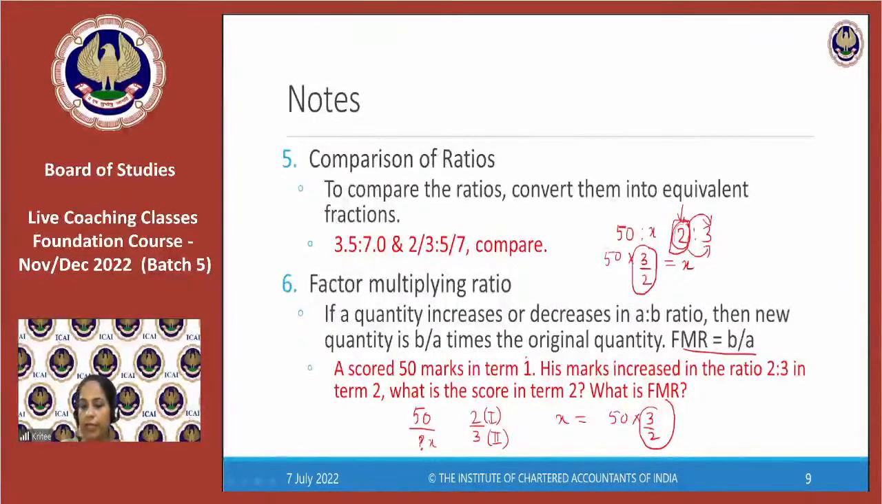75 is the correct answer and FMR is 3/2. Yes. I'm speaking in English most of the time, but once in a while, just to repeat what I have already taught in English, I had used Hindi somewhere in between. Is this clear till here? Is this clear?